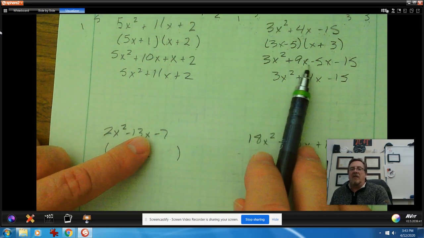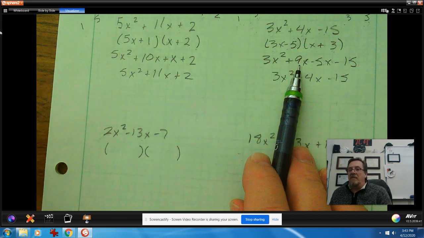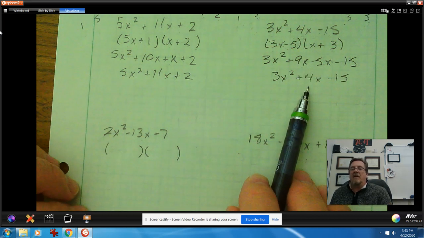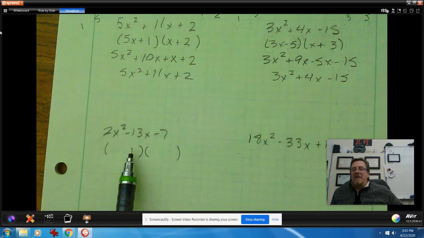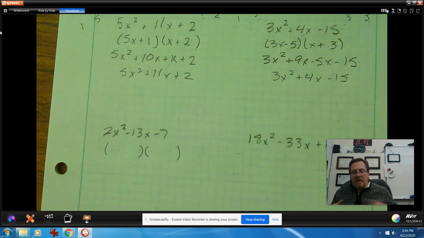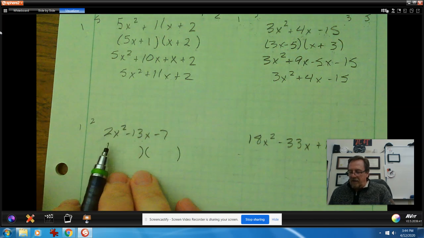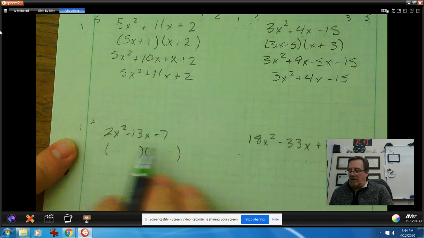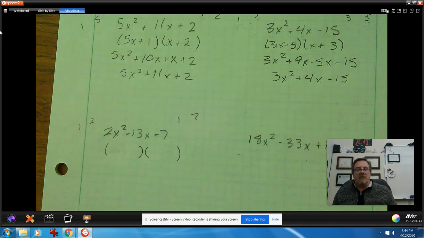It's kind of like you're thinking ahead, looking at this step. 9x was the bigger number and it was positive, so when I combined them I got a positive 4. But over here, when I combine them, the bigger of the numbers is going to have to be negative, so that when I combine them, I still am going to be negative. Let's see how this works. Again, think of factors of 2, 1 and 2, that's my only choice. And then factors of 7, 1 and 7, that's my only choice.